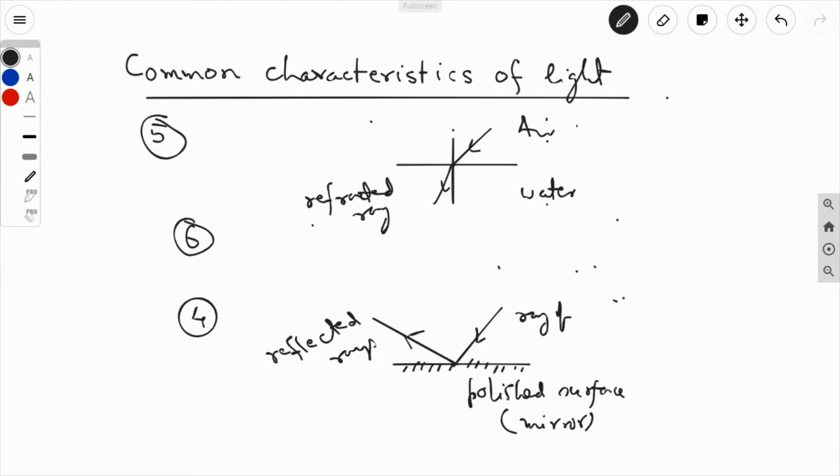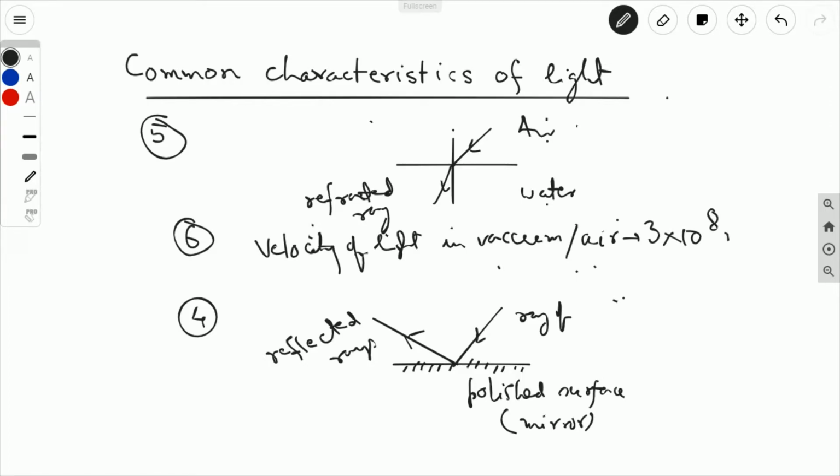And the sixth characteristic is the velocity of light in vacuum. What is the velocity of light in vacuum? Many times this question has been asked. The velocity of light in vacuum or air is about 3 into 10 to the power 8 meter per second.